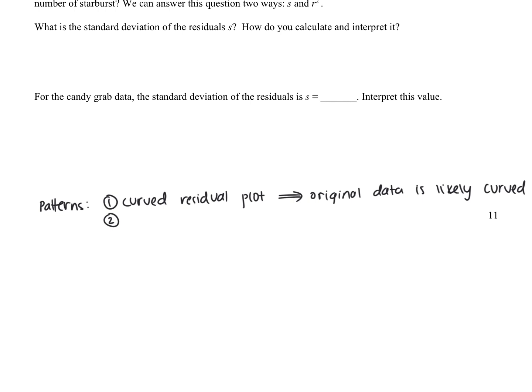And then the second pattern that you're going to look out for is a fan pattern, which tells us that the linear model is not appropriate. When I say fan pattern, it literally looks like a fan. The residuals are close together and then they fan out. So that would be something like residuals close and then they get much further apart.